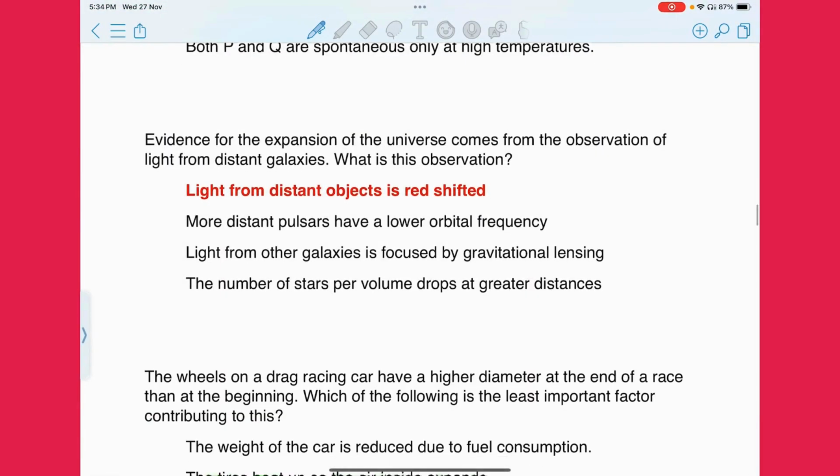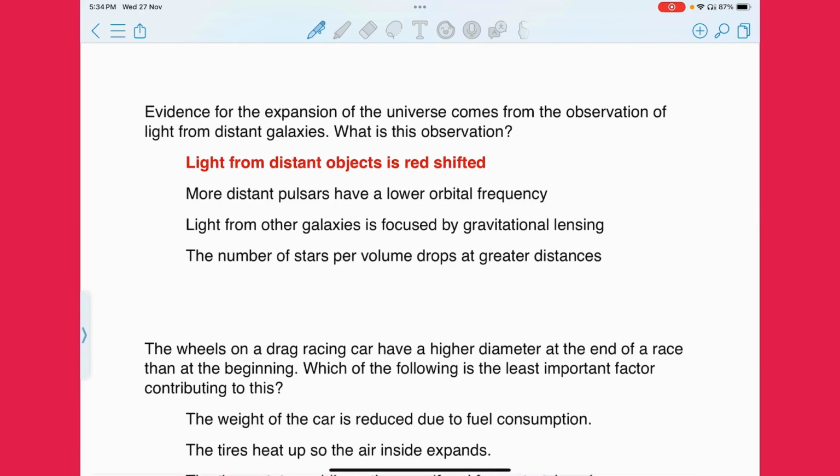Evidence for the expansion of the universe comes from the observation of light from distant galaxies. What is the observation? This is because of the redshift. The wavelength of light stretches as the universe expands, causing the light to shift towards the red end of the spectrum, which is called the redshift.